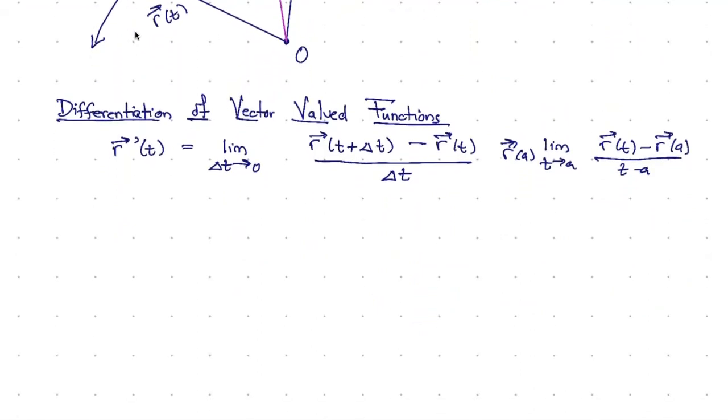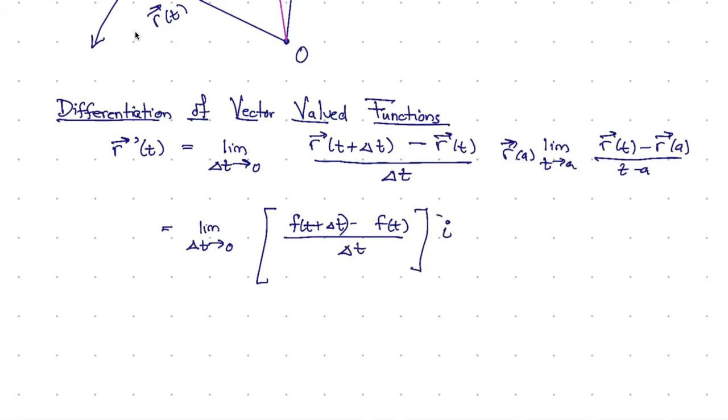Necessarily, this is going to mean the following, that since r comes in components, and I'll do this in the case of 2 space, but it is true also in 3 space, we get the limit as delta t approaches 0 of f of t plus delta t minus f of t all over delta t, i, plus the limit as delta t approaches 0 of g of t plus delta t minus g of t all over delta t, j.